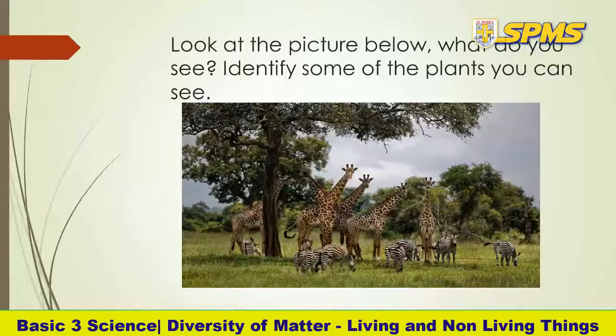Now look on your screens. Look at the picture below. What do you see? Identify some of the plants you can see. So what type of plants do you see there? You can see an erect plant with different kinds of animals. That's the giraffe.